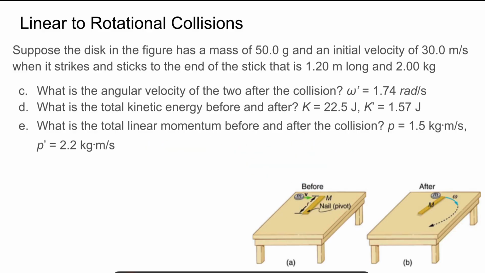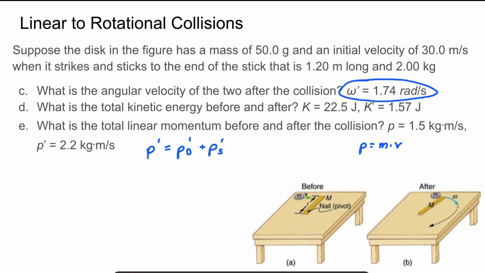All right, now let's think about our total linear momentum after the collision. So our P prime, our final total momentum, will have to equal our final momentum for the disk plus our final momentum for the stick, right? And our linear momentum equals mass times our translational, or linear, velocity, right? So we know our final angular velocity, right?